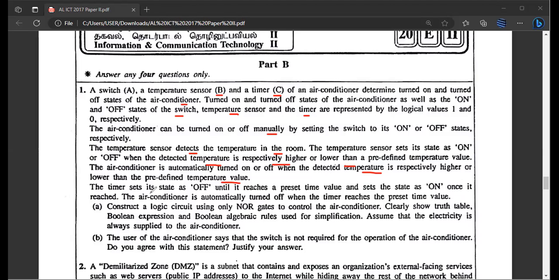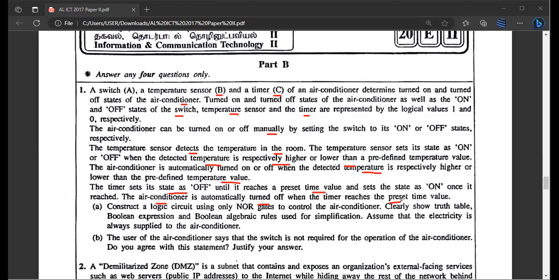Then the timer sets its state as off until it reaches the preset time value and sets the state as on once it's reached. The air conditioner is automatically turned off when the timer reaches the preset time value. That means what they are saying is the timer sets its state as off until it reaches the preset time value and sets the state as on once it reached. So once it reached, it is one, on. So in that case, the air conditioner is automatically turned off when the timer reaches the preset time value.